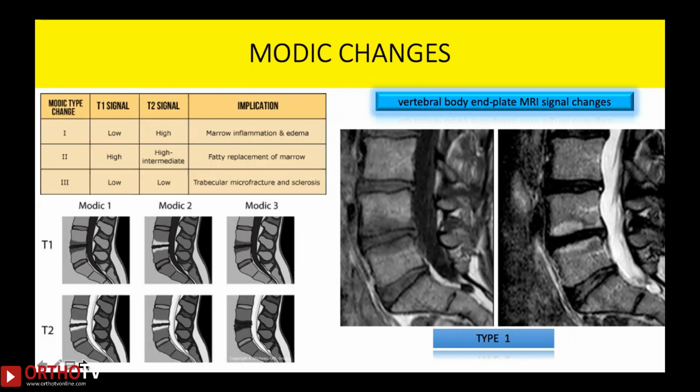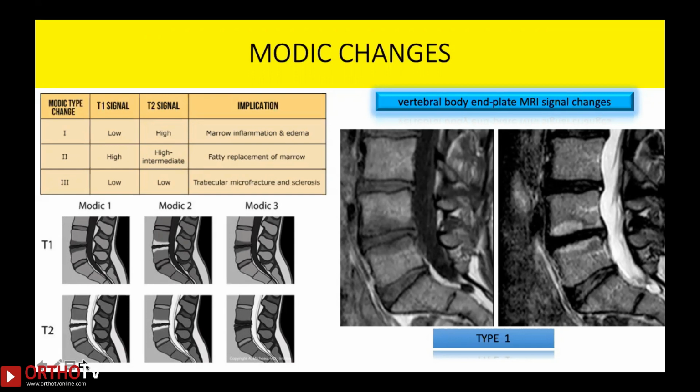They are of three types: type 1, type 2, and type 3. Type 1 and type 2 are the most common. Type 1 is usually a T1 hypointense, T2 hyperintense signal, and this usually implicates marrow edema or marrow inflammation. Patients who have type 1 Modic changes usually need some kind of stabilization or fusion surgery for management.